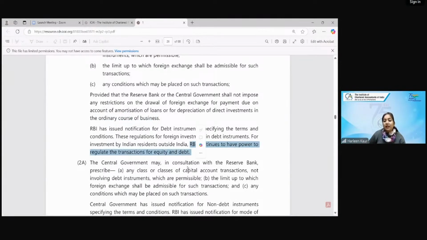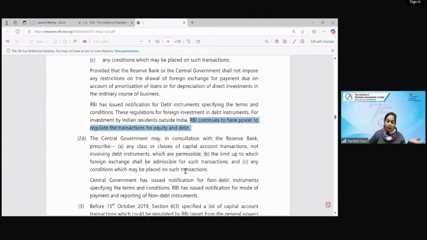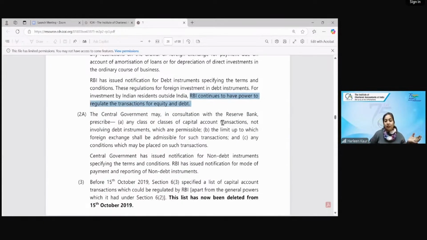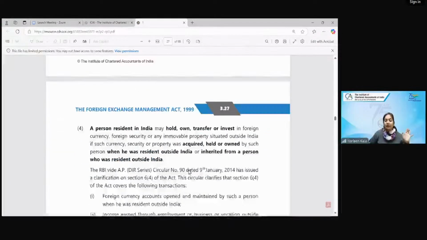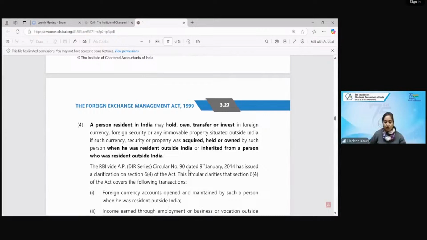Further, it says RBI is now going to regulate the transactions for equity as well as debt. For assets and liabilities, both it will be telling. And again, central government will tell for the debt. Earlier it was for the non-debt instruments. Now both of them together are doing it. This list has been deleted. So we already understood that we have to now do both the transactions together. RBI and central government will now be specifying what capital and current account transactions are permitted and allowed for debt as well as non-debt.